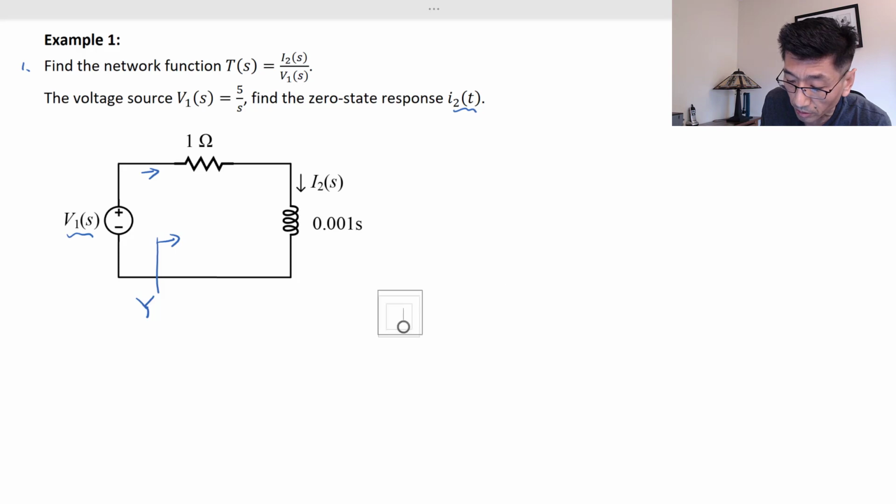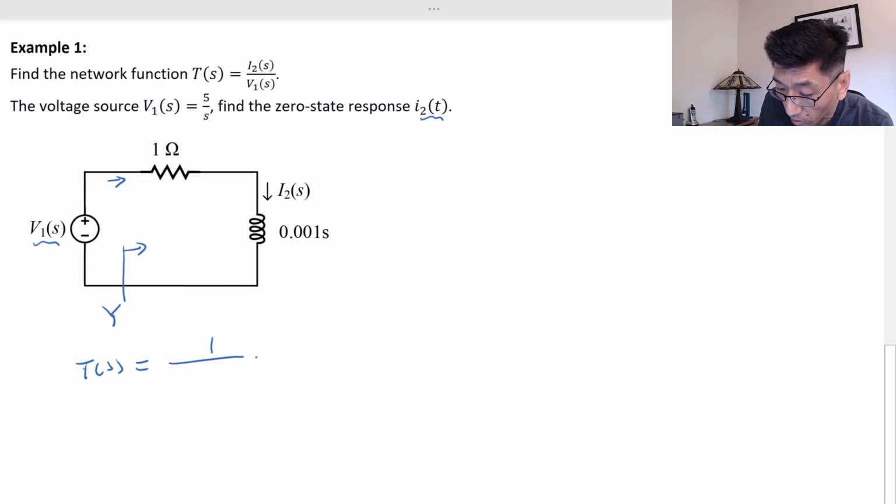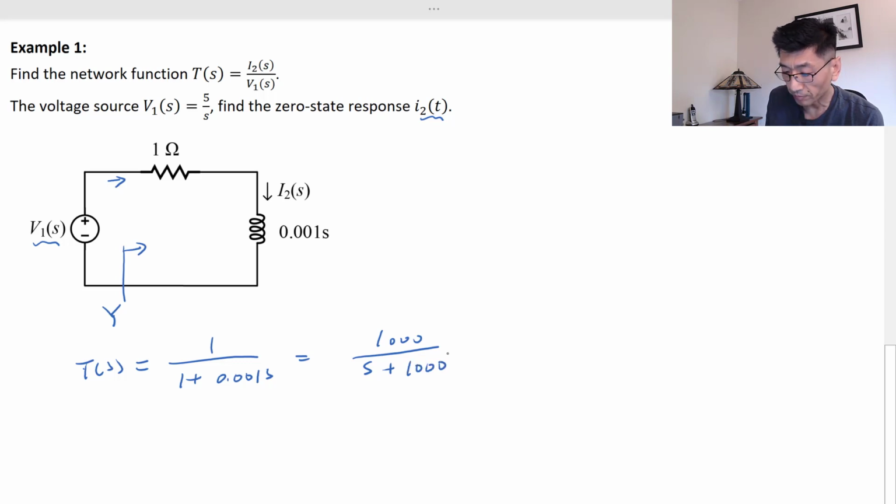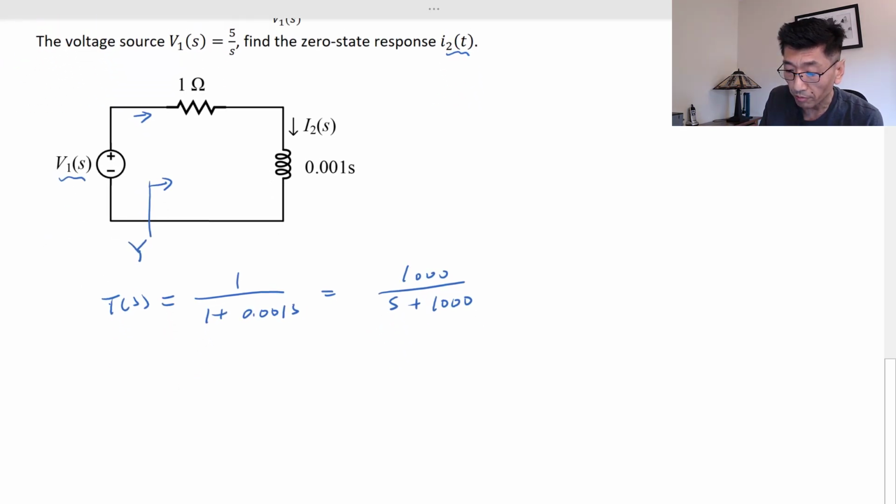So the first one here is, we do the admittance. So the T(s) here is just equal to the admittance, which is 1 over 1 plus 0.001s, which is 1,000 divided by s plus 1,000. So this is one way you can figure that out.